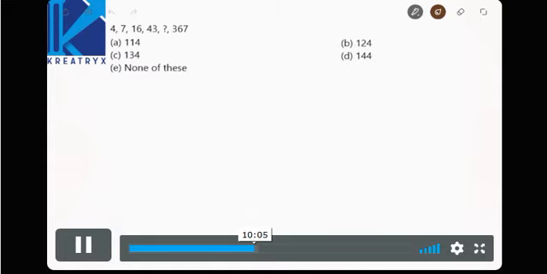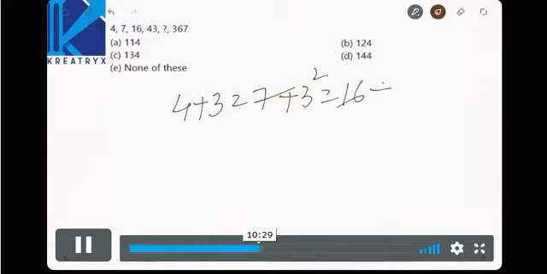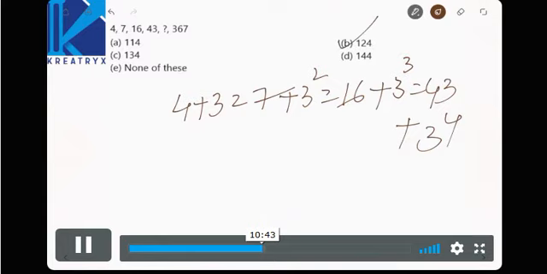Next, 4, 7, 16, 43. Find out the next number, and 367 it seems. So how is it cracked? Let us see here. 4 plus 3 will lead you to 7. And what is the difference between 16 and 7? Is it 9? Yes. So that is nothing but 3 square. 16 plus 27 will lead you to 43. So 43 plus 3 to the power of 4 will lead you to the answer, that is nothing but 124.